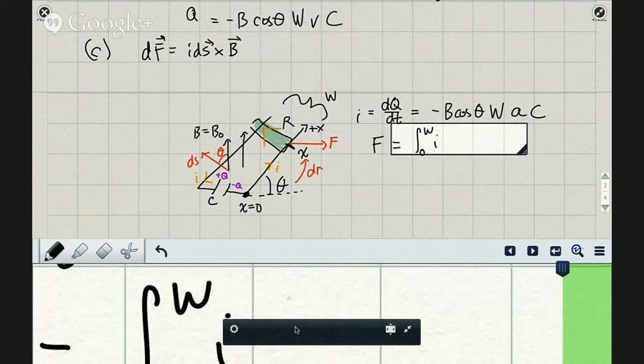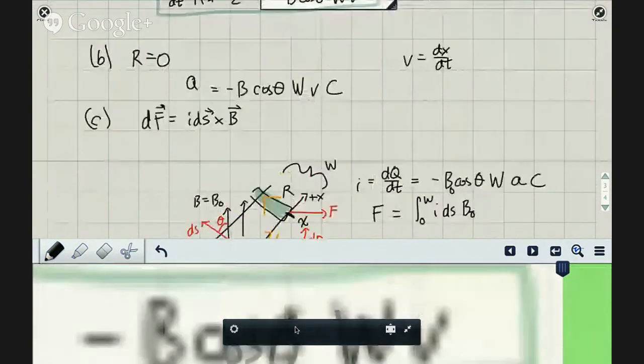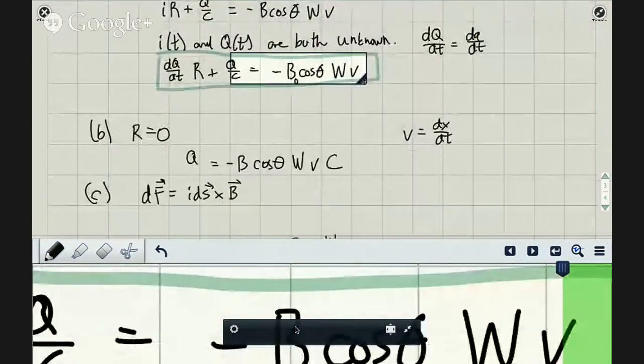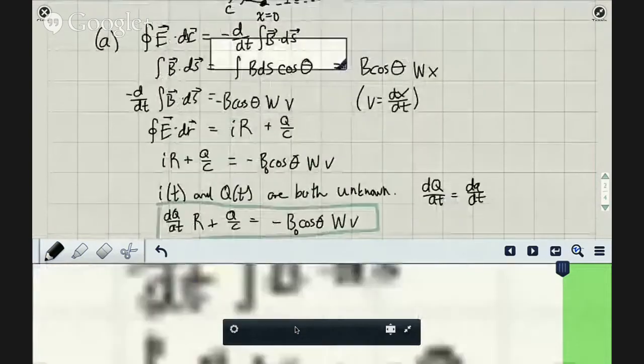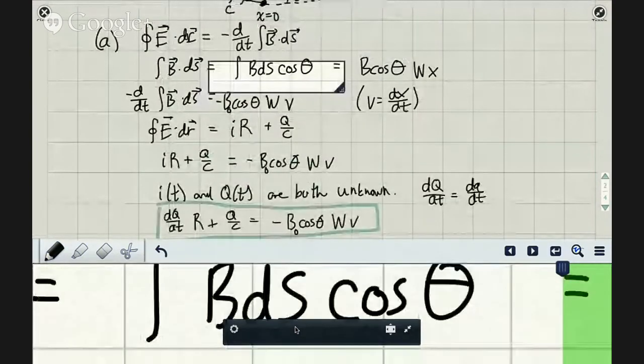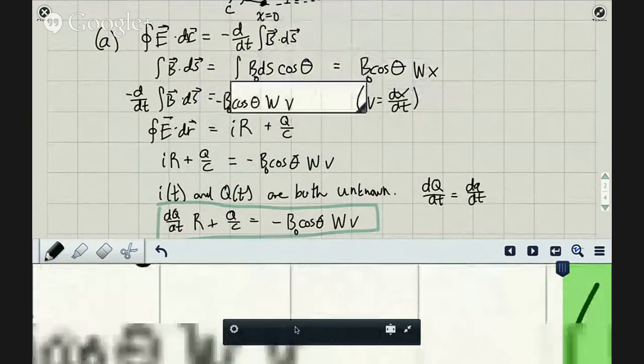So here we have I, and then ds B, which is B0. And really all along here I could write a B0 everywhere since that's the magnitude of the magnetic field. I was just being sloppy. This should be B0 everywhere. Okay, now let's go ahead and get back to the problem.